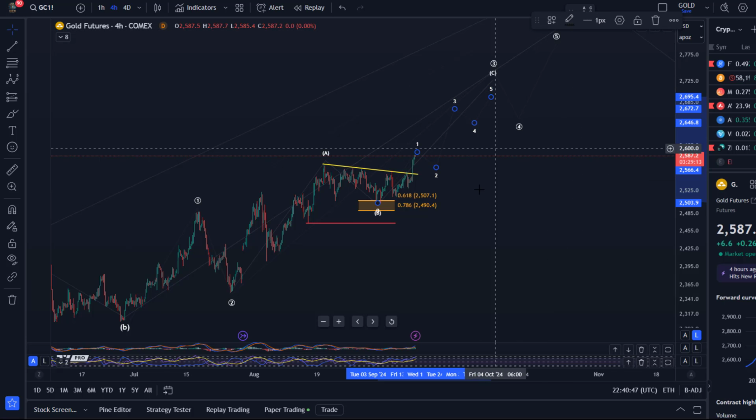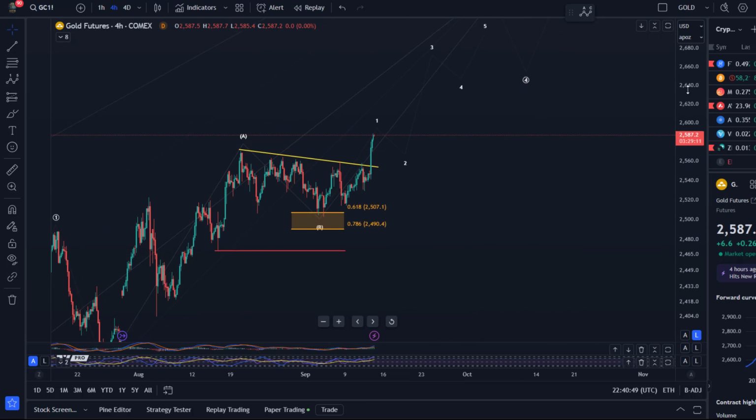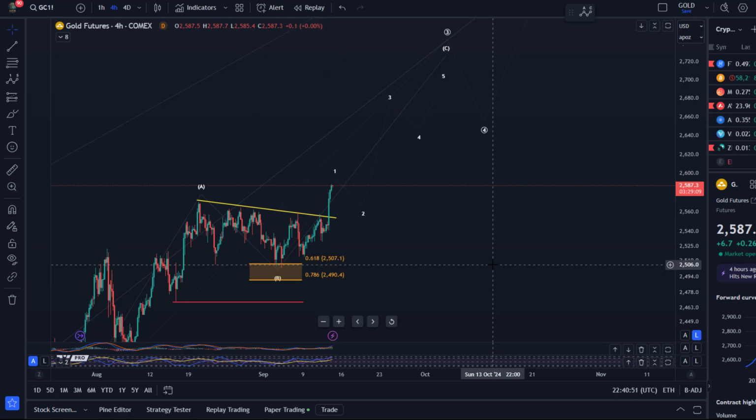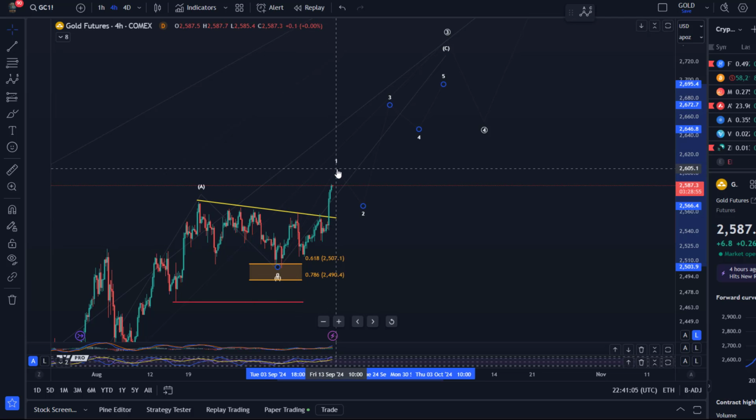This is white, and I've run out of wave degrees, but this is pretty much how I think it should look like. That means also here, this C wave, because gold has started to move only in ABC patterns, also this move up here is for me an ABC structure. So that top could be in very, very soon.